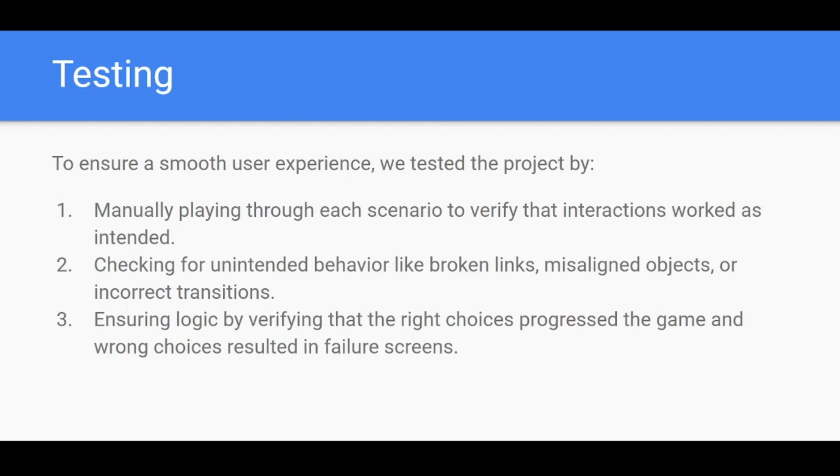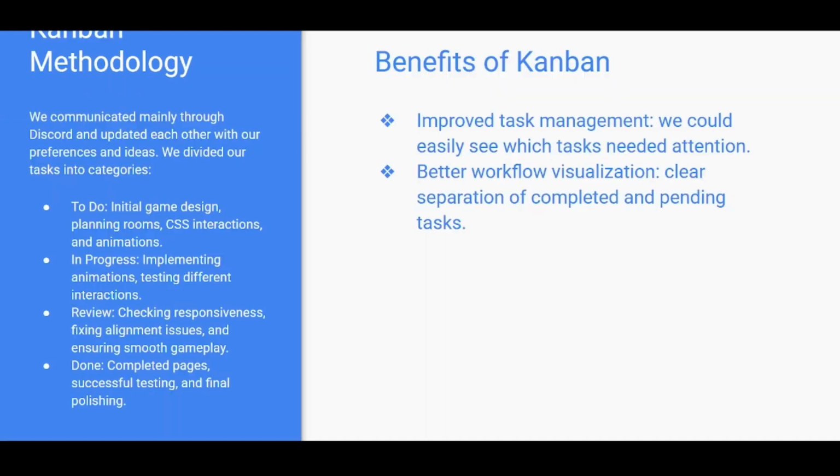To ensure that we had a smooth user experience, we tested by manually playing through each scenario to verify that all the interactions worked. And then we also checked for unintended behavior like broken links, misaligned objects, or incorrect transitions. And then we ensured the logic by verifying that the right choices progressed the game and wrong choices resulted in failure screens.